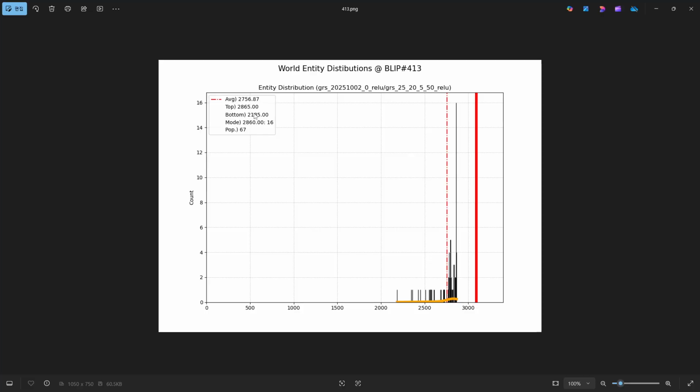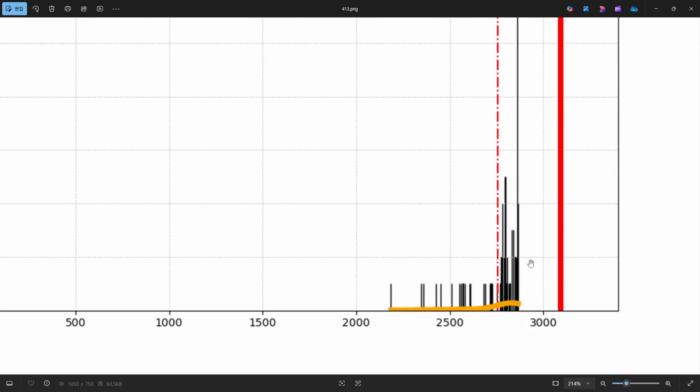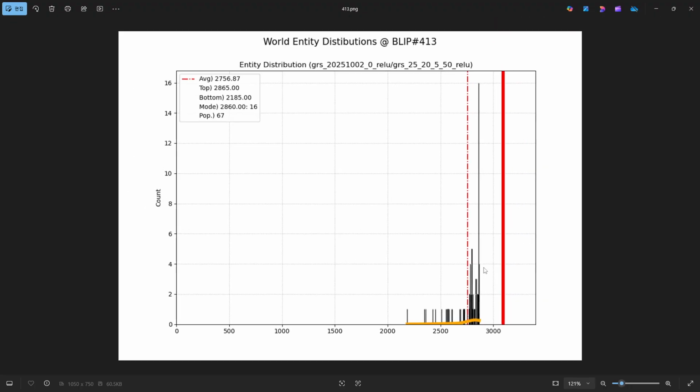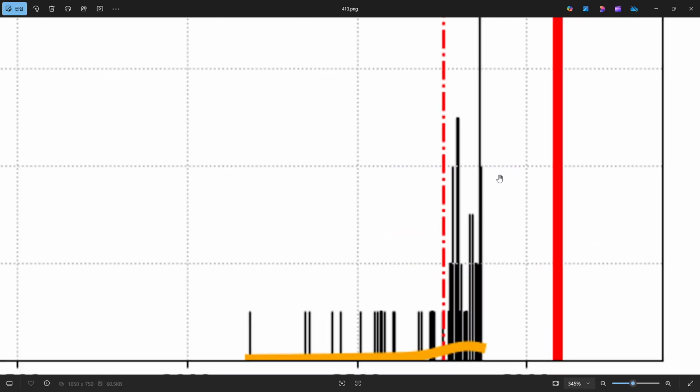So, top is 28, well, true ceiling, achieved. Mode is 16, and population is 67. So, this is 16 entities. And right here, there's another one. Is it 4 entities? Yeah. 4 entities above, 4 entities at the true ceiling, right here.